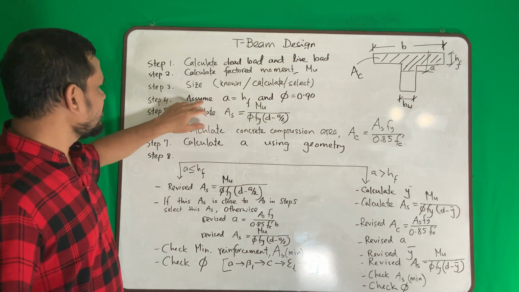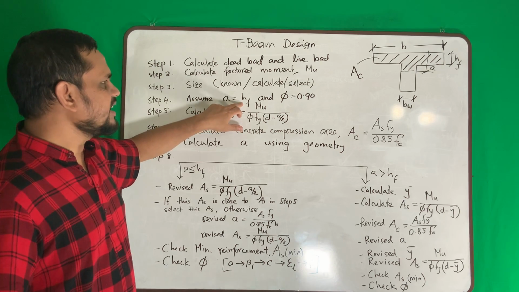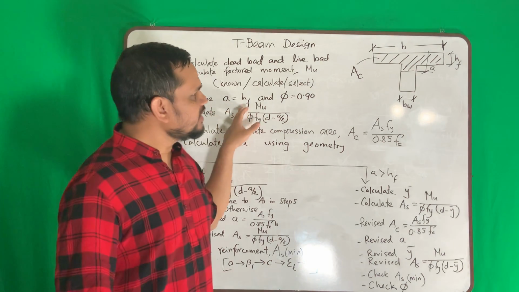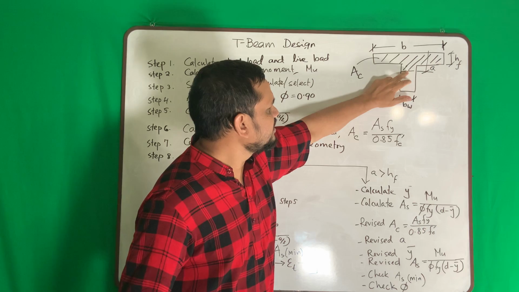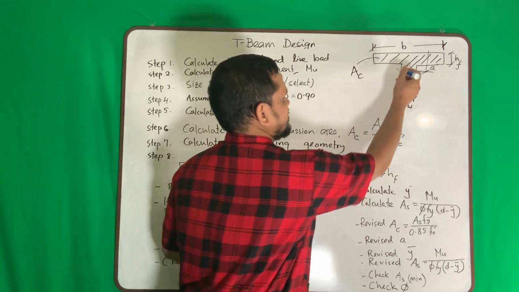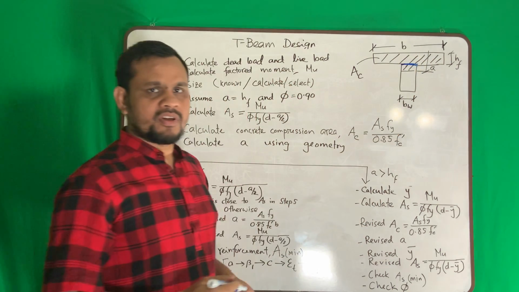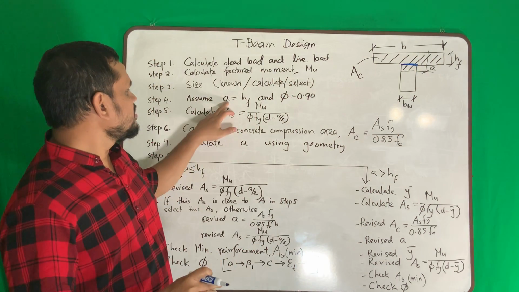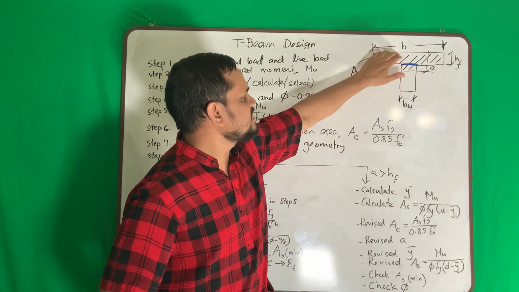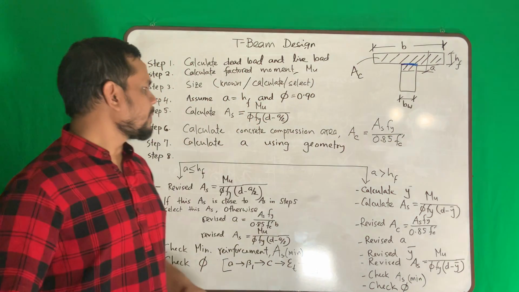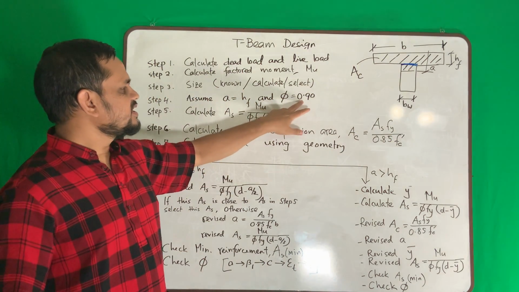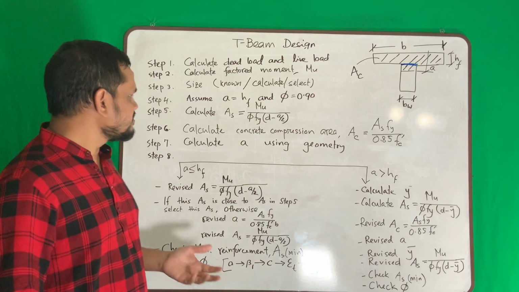Then step number 4: assume a equals hf. That means at the beginning we will assume that this depth is up to this or less, somewhere this or less. So at the beginning we assume our compression block is inside the flange, not in the web. And we will assume phi is 0.9.